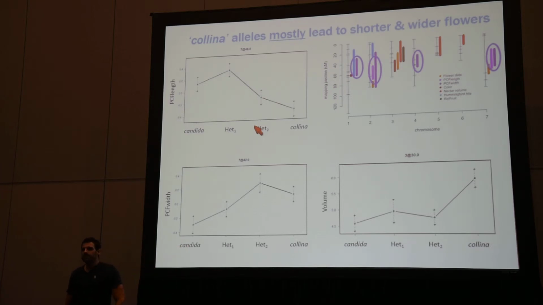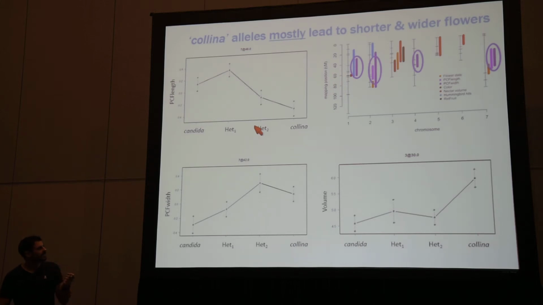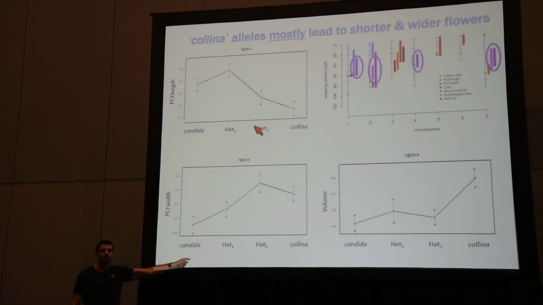Now I say mostly because this pattern is upheld for all our QTL that we discovered for length, but only in 2 of 4 width QTL do we actually get the pattern that we expect. At the other 2, we get Candida alleles also producing slightly wider flowers. So there's something interesting going on there that I'm not entirely certain how to explain. Okay, so we find evidence that alleles descended from different grandparents lead to traits that we observe divergence on.